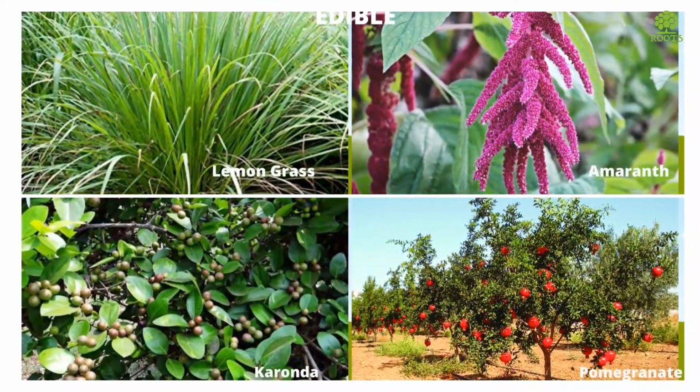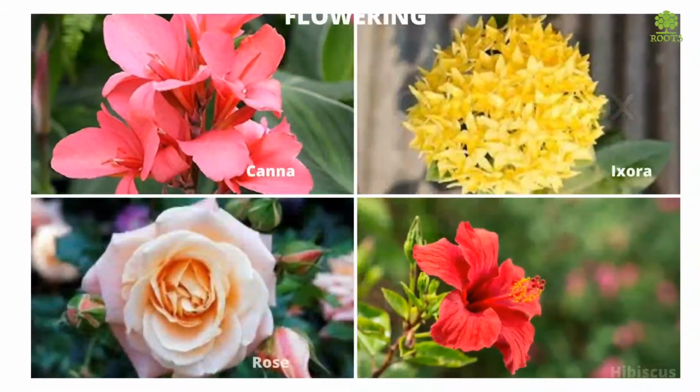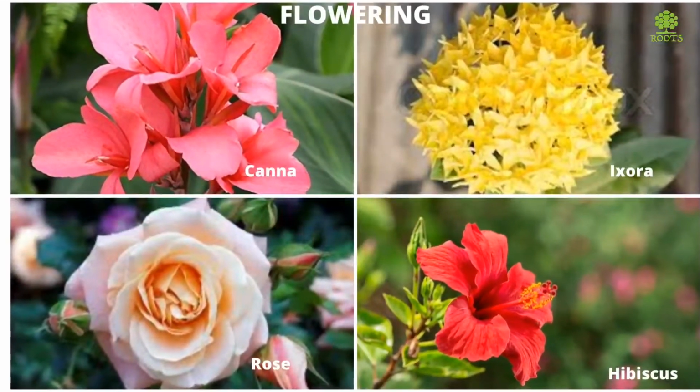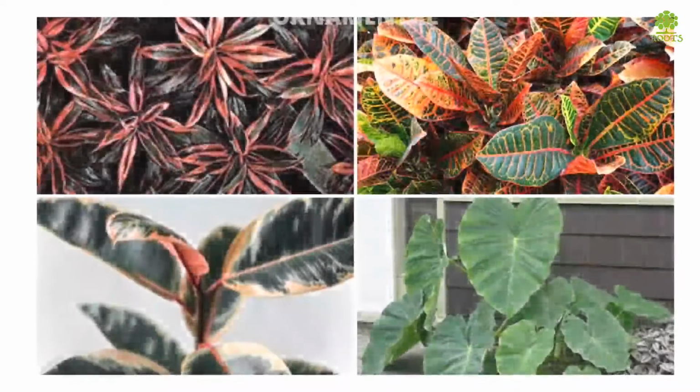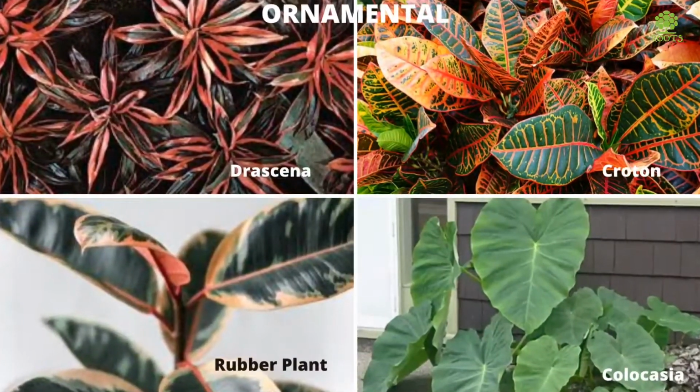Plants in this category grow to a height of about 2 feet to 5 feet. So we get a huge variety of plants in this category. Some great edible examples are lemongrass, mustard, amaranth, karonda, pomegranate. Some flowering varieties will include canna, ixora, roses, hibiscus and all the flowering bushes. And some great ornamental examples would be dracaena, croton, rubber plants and colocasia and many more.